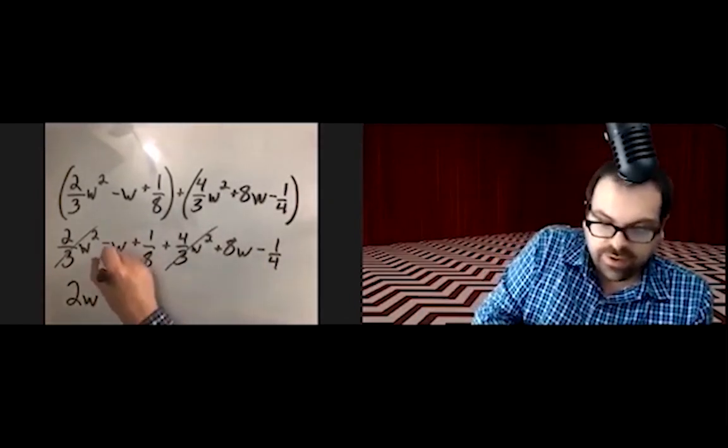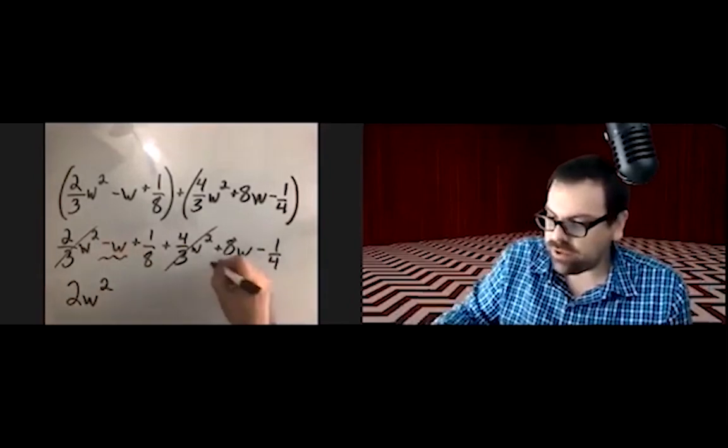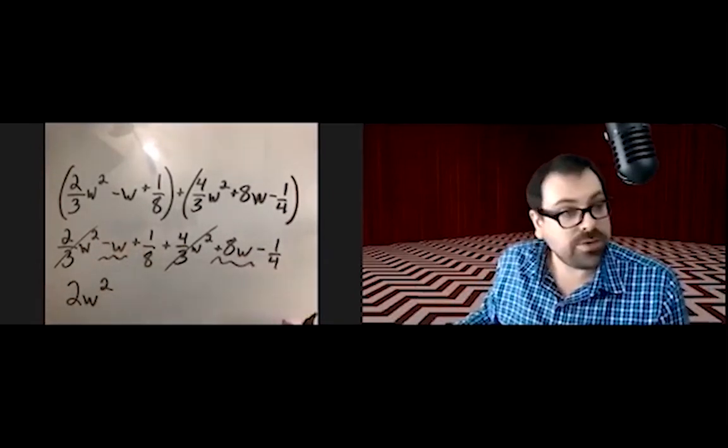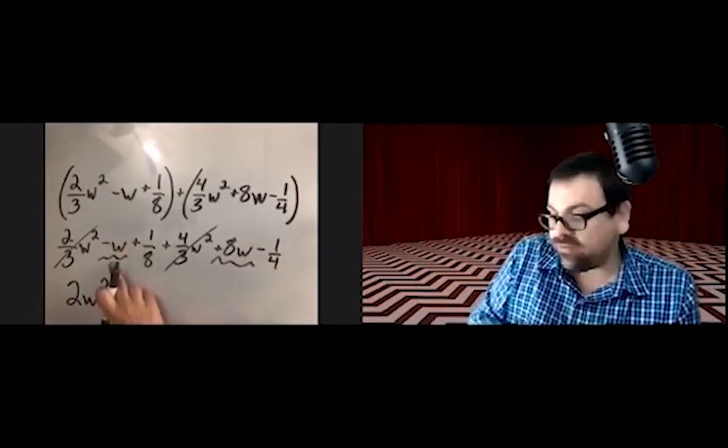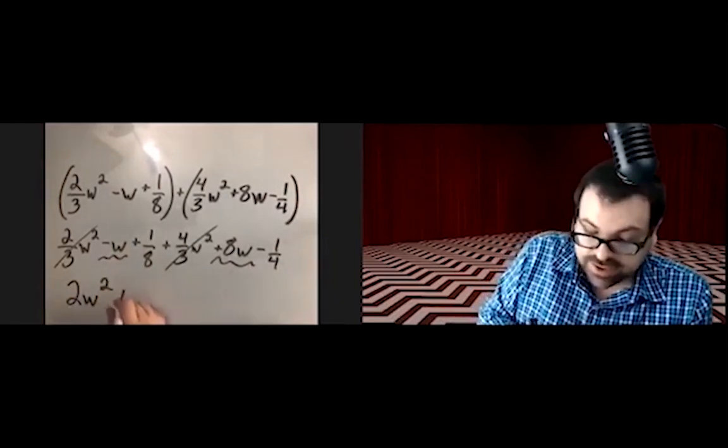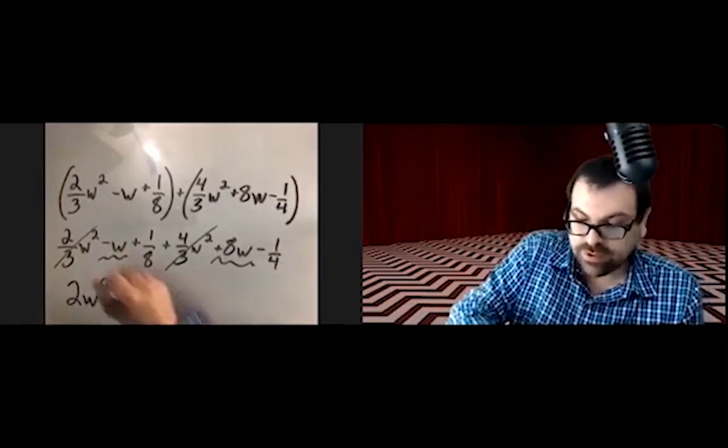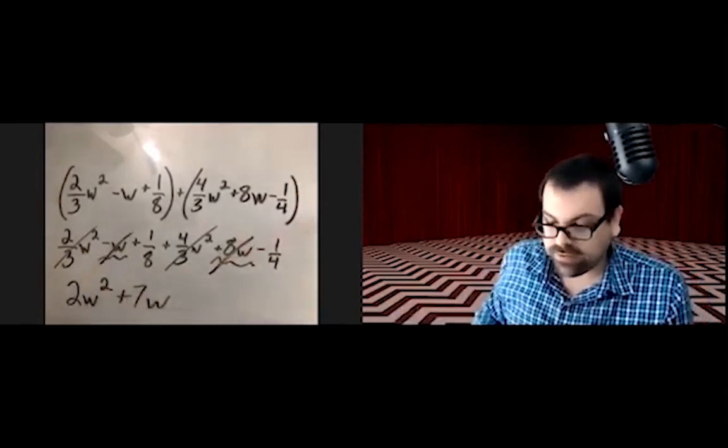Then we have negative w plus 8w. That's like negative 1 plus 8. That's positive 7w's. Taking care of those.